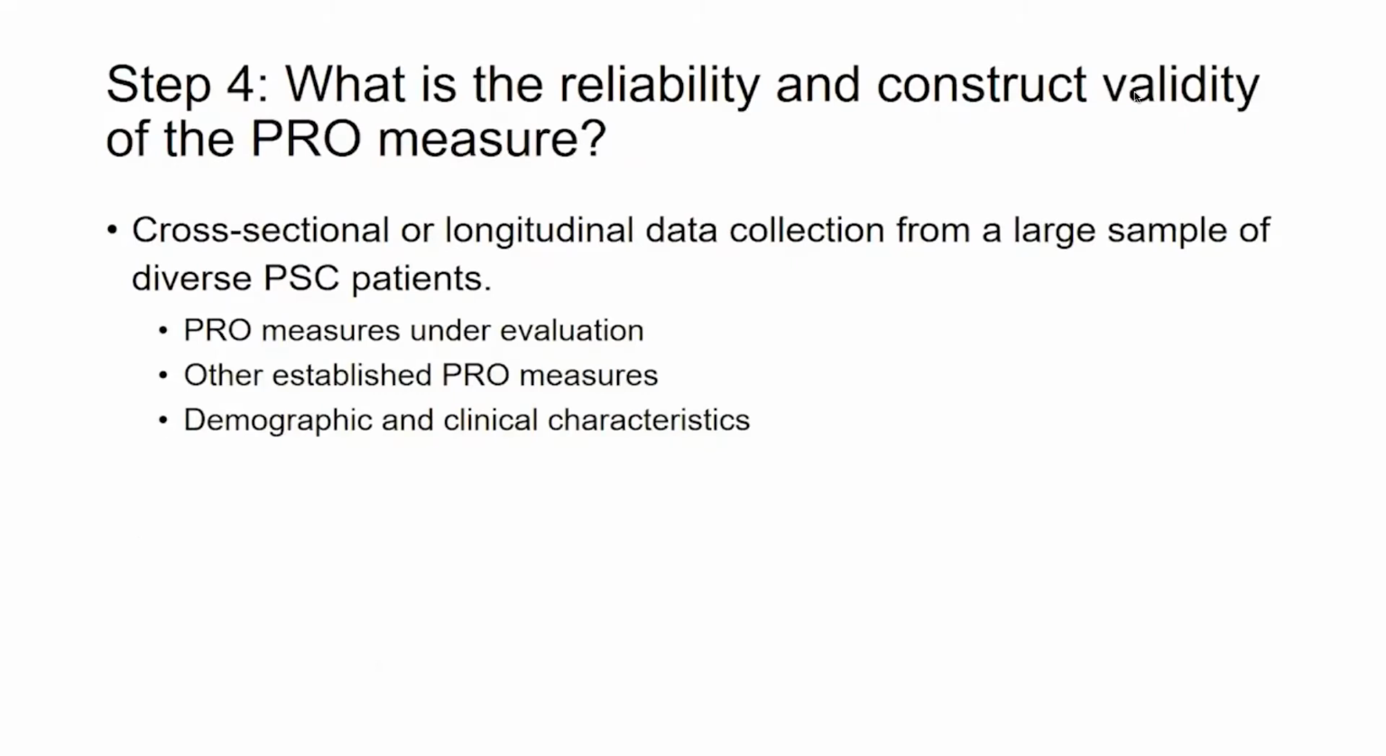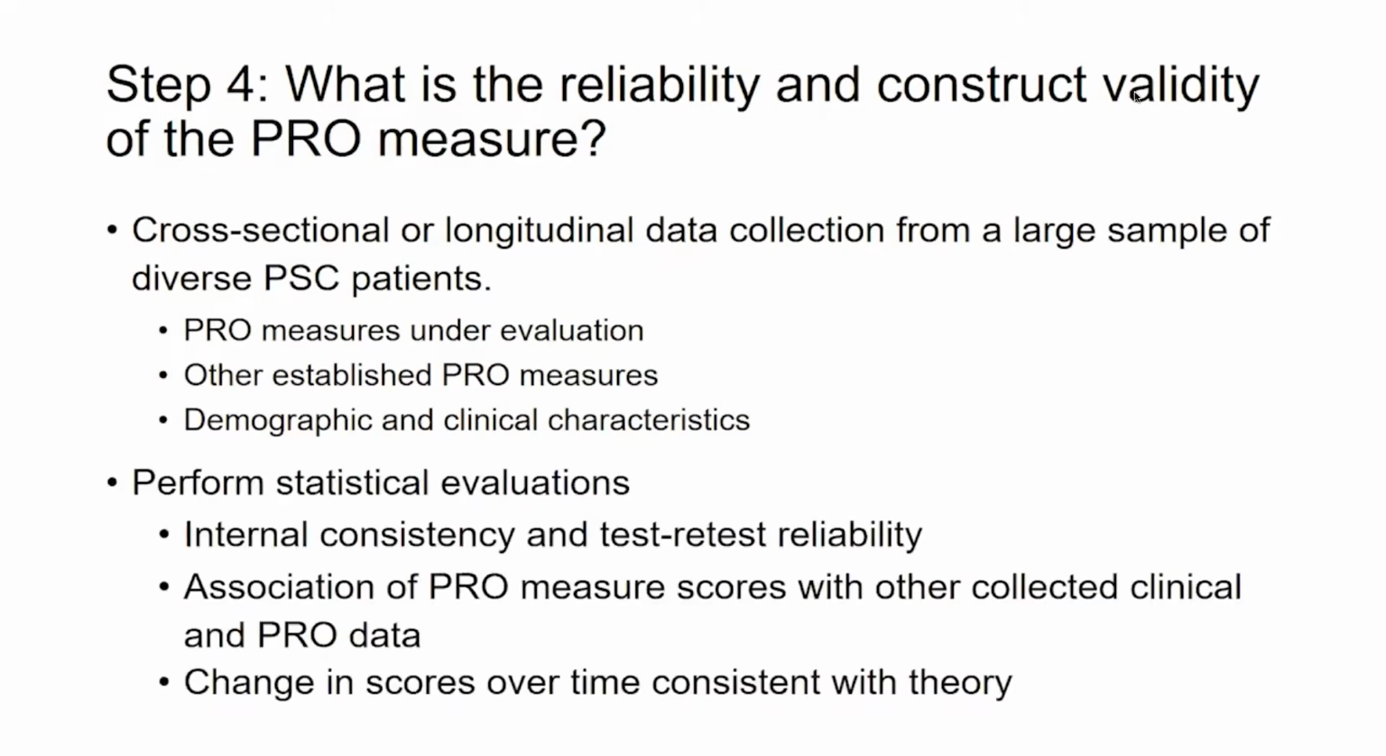In step 4, we then ask, what is the reliability and the construct validity of the measure? Typically, this is a quantitative approach where we collect data from a much larger sample of PSC patients, and we will not only have PSC patients complete our new measure or established measure, but they might also complete other related PRO measures and information about their demographics, like socioeconomic status, their age, as well as the clinical characteristics of their PSC. And then we'll conduct statistical analyses looking at reliability of the measure and the validity of the measure in terms of association of the measure with other clinical data and PRO data, and if scores change over time consistent with our theory.